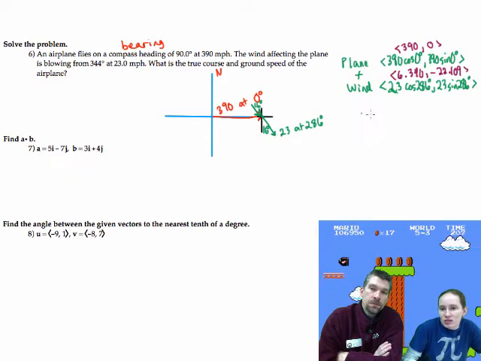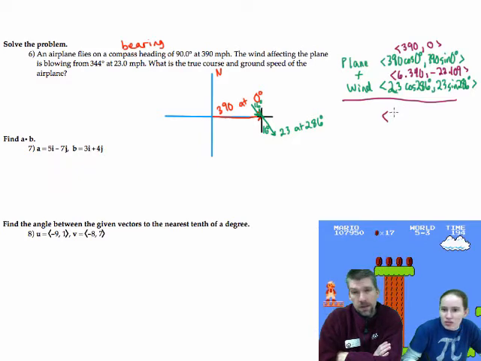We add these vectors together to get our result. So we add our x's, which give us 396.340.